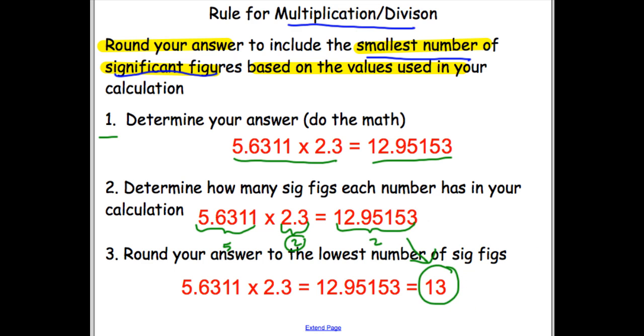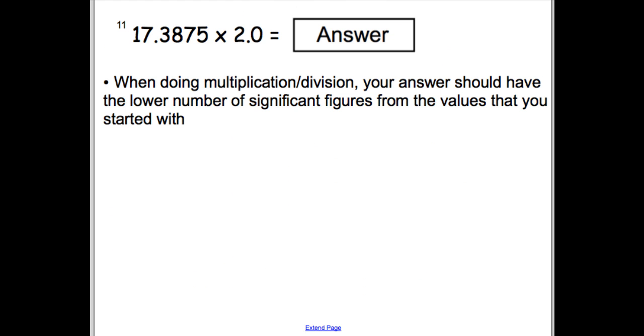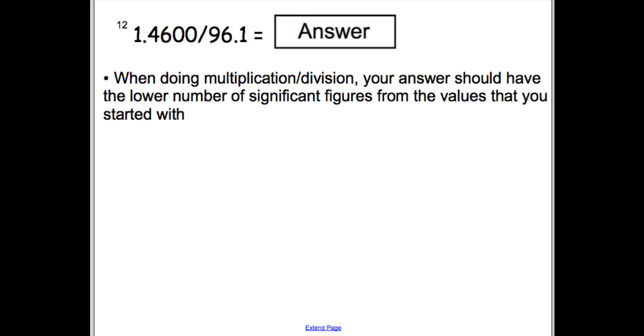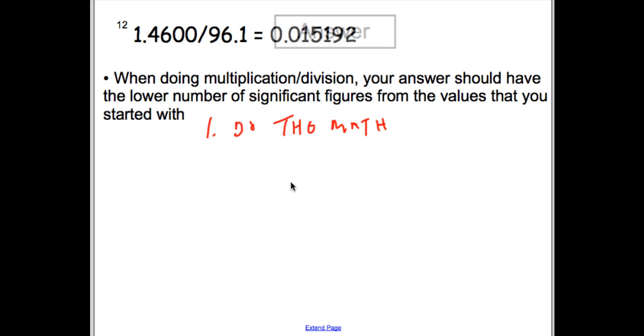Let's try one more example here with some division. So in this example, my first step that we talked about before, step number 1, was do the math. So I'm going to take those two values that I have, 1.4600 divided by 96.1, and plug that into the calculator, and this is what I get. I have it already done for us: 0.015192. Now that I have that answer, my second step, step number 2, was count up my sig figs.